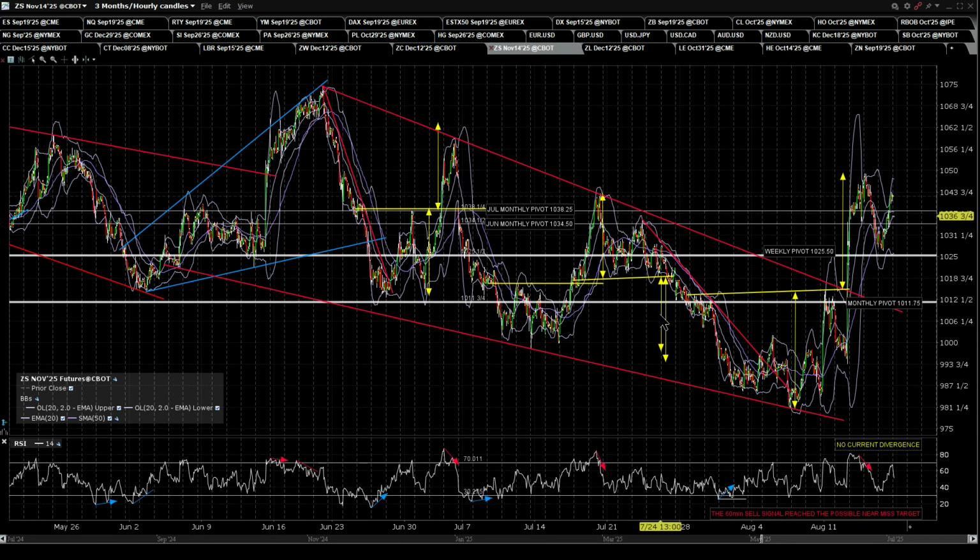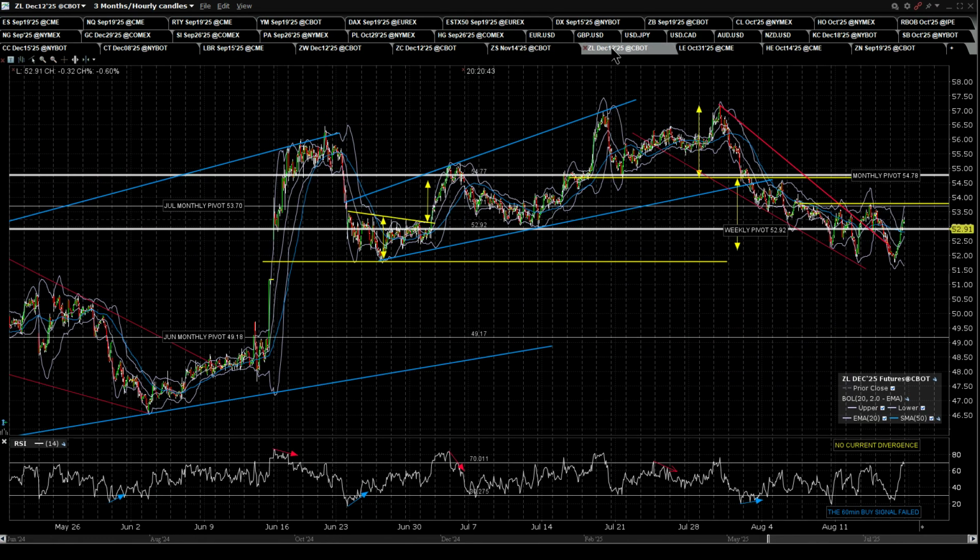Soy, we've already seen a breakup. We broke over the wedge here. We had an IHS. We made it to the target. Looks like it's going to be retesting the high next. That could be the second high of a double top, but we could break up from there.